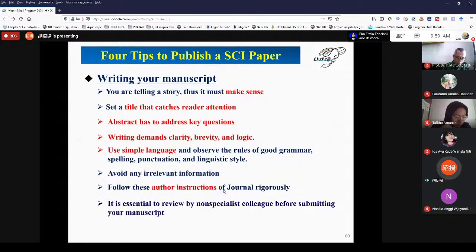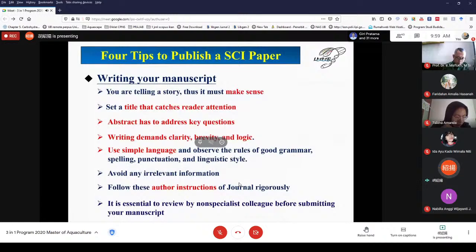And after you finish the manuscript, I think it is essential to have it reviewed by a non-specialist colleague before you submit your manuscript.